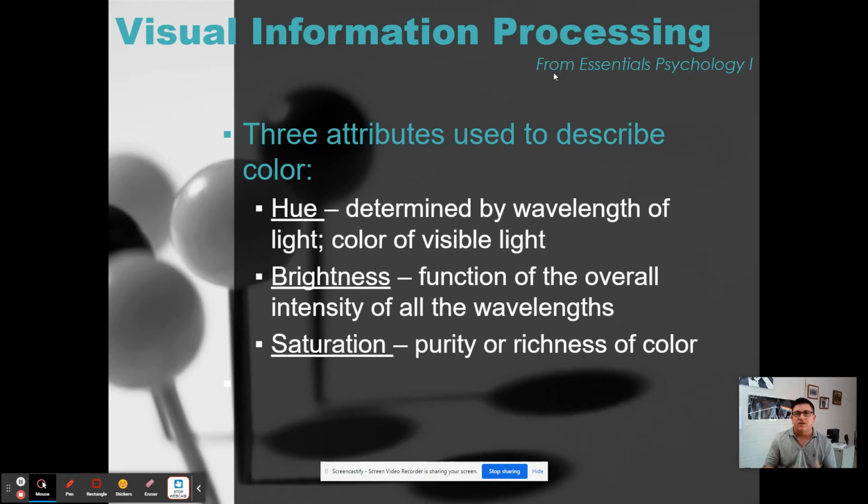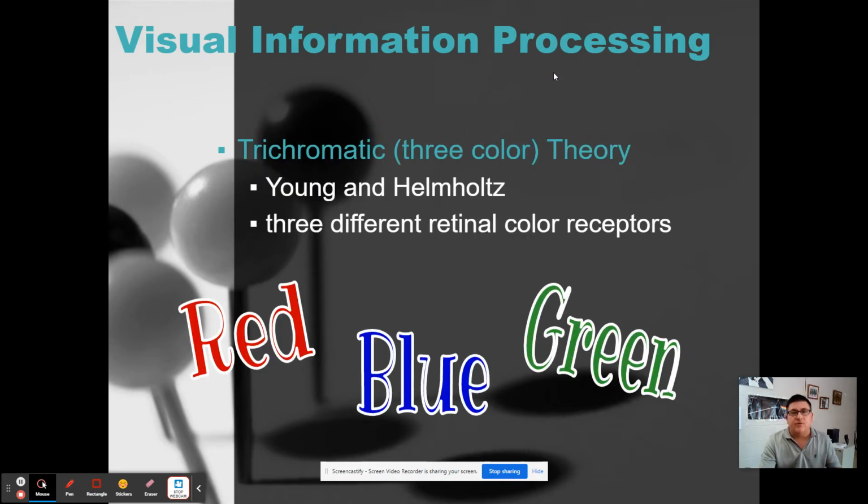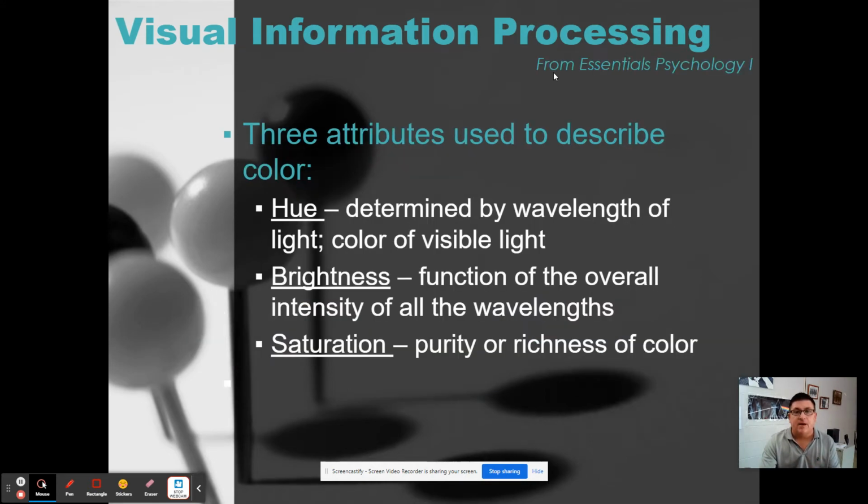All right, sensation and perception. 3A obviously is sensation. We talked about the trichromatic theory at the end of the last one. Young and Helmholtz are the scientists who focus on this theory, and they say basically you have three color receptors in your eye, red, blue, and green, which basically can make all the colors, okay? And so that is their theory of how we see different colors.